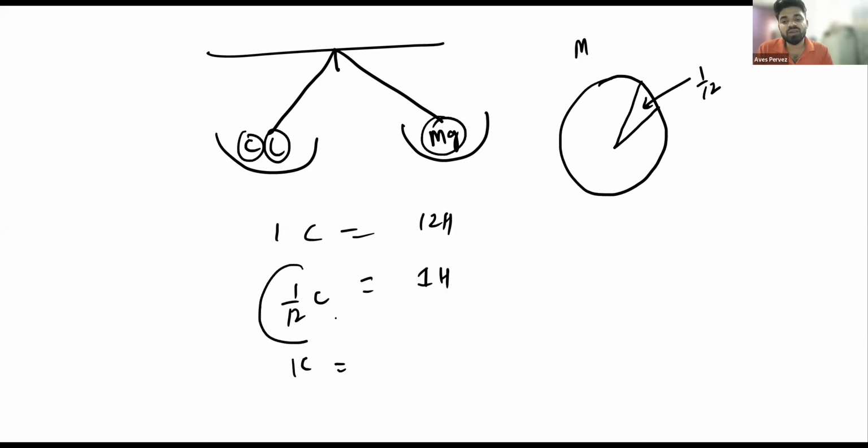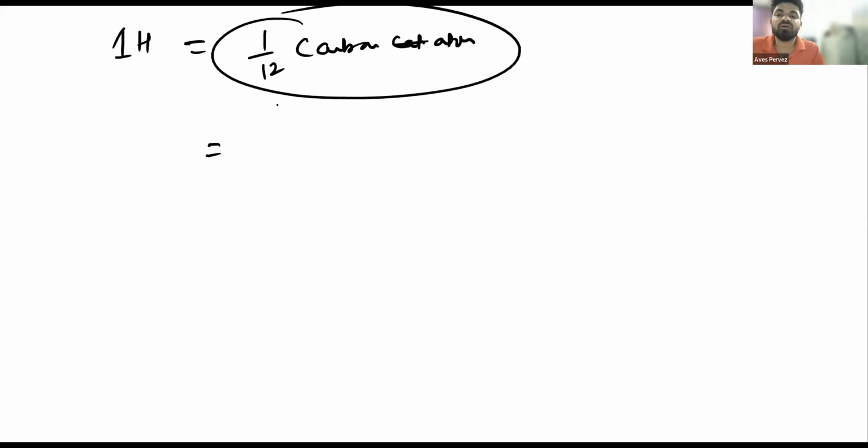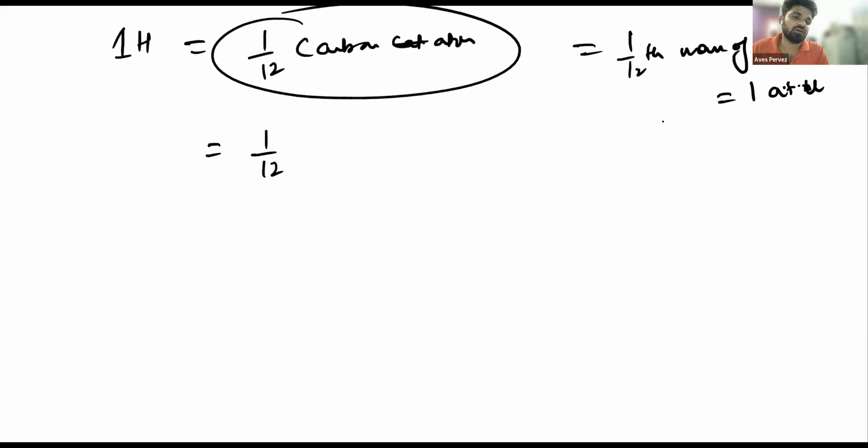Now we make this the standard measure unit for the other atoms. So the mass of one hydrogen atom is equal to 1/12 the mass of a carbon atom. If we make this the standard unit, we consider 1/12 the mass of a carbon atom as one atomic mass unit, 1 u. So instead of writing it every time, we can say that the mass of one hydrogen atom is 1 amu.